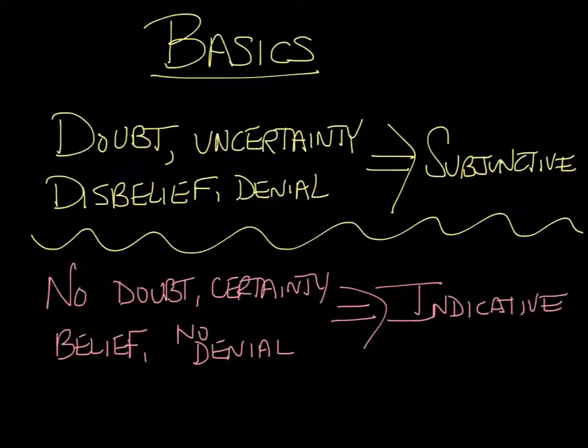So to break down what you saw in the previous slide, the basics of it are, if the verb in the first clause shows doubt, uncertainty, disbelief, or denial, you will use the subjunctive in the second clause. If the verb in the first part of the sentence shows either no doubt, certainty in something, a belief in something, or no denial, then you will use the indicative in the second clause. On the next slide, we will look at the verbs that will show you doubt or uncertainty or disbelief or denial, and their opposites would show you no doubt, certainty, belief, or no denial.